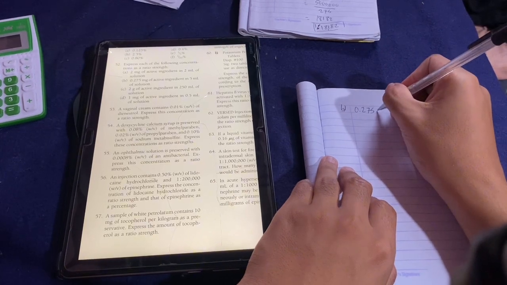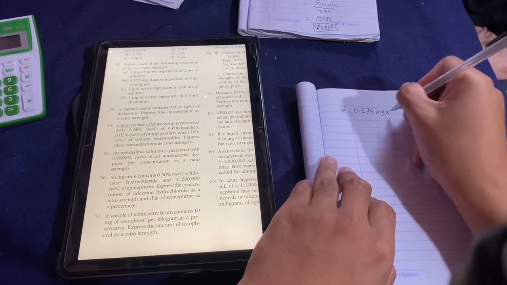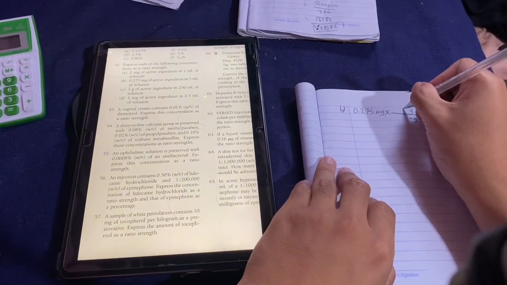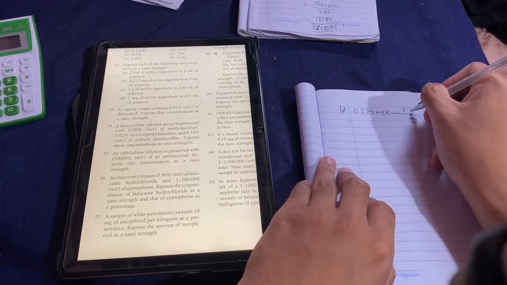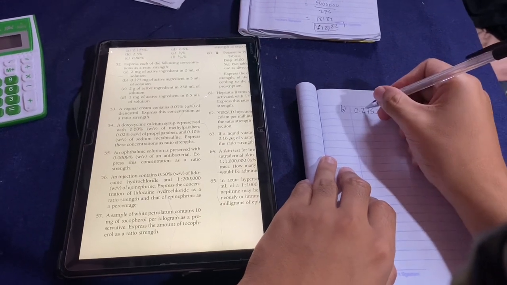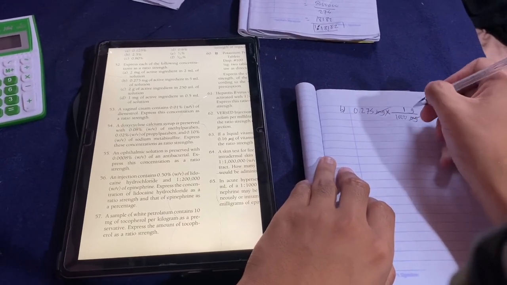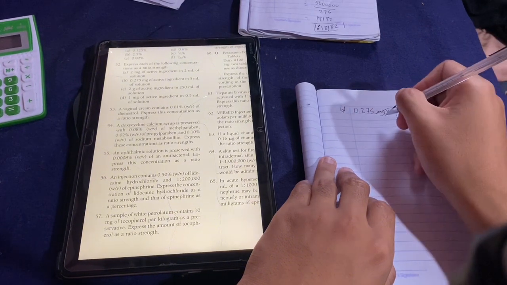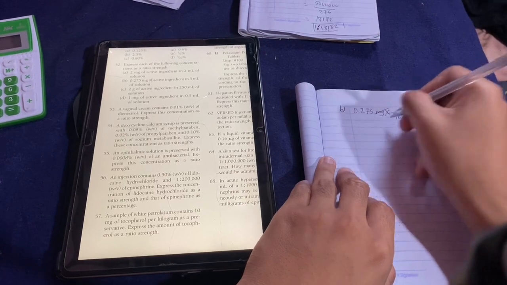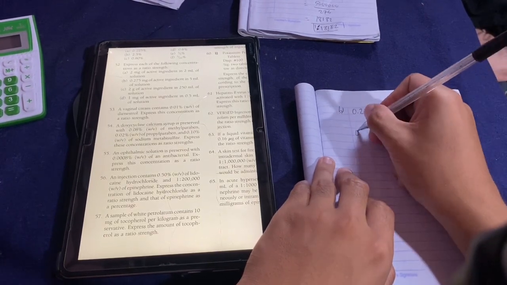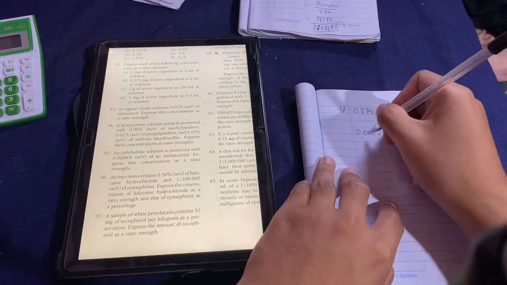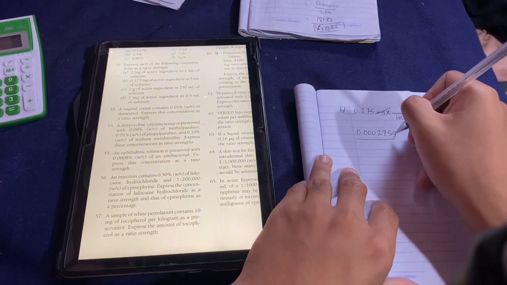So 0.275 mg will be times a fraction, with mg at the bottom and grams at the top. The gram is the biggest, so here is 1, and how many mg in one gram? 1,000. So mg will cancel out with mg, then it will be divided by this number. So this will be equal to 0.000275. So that number is now in grams.